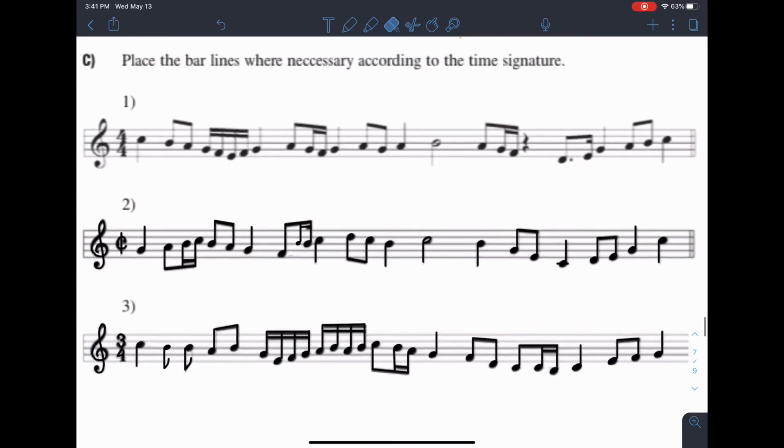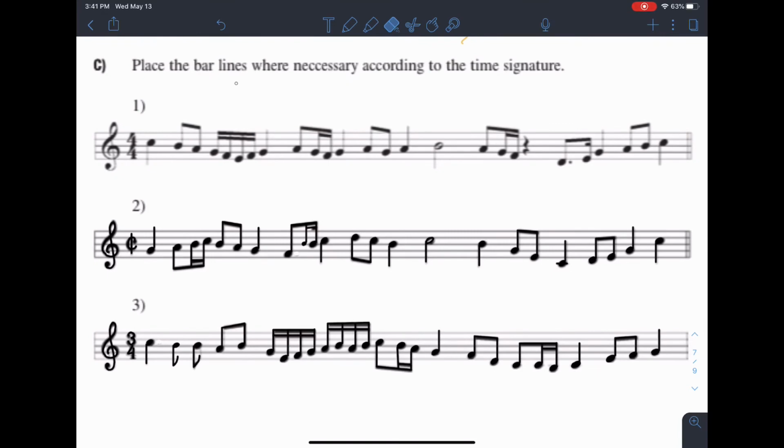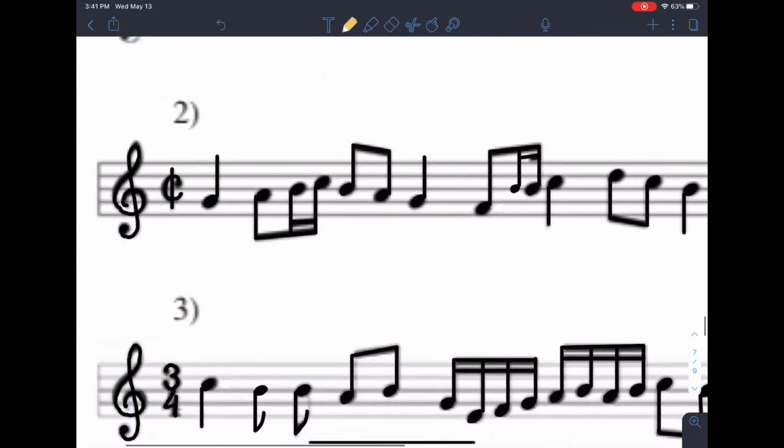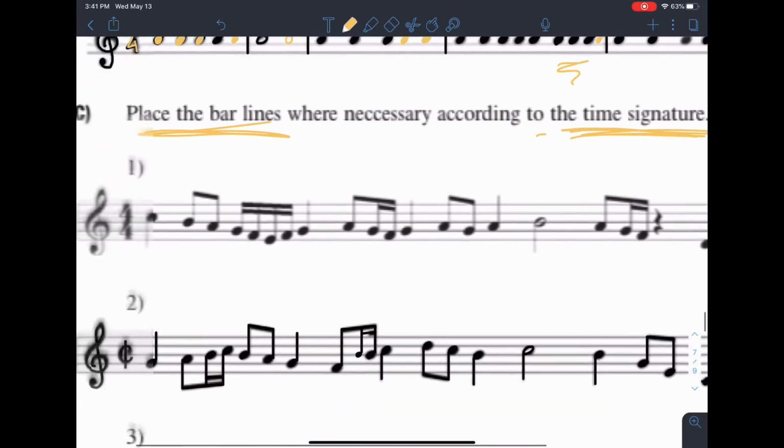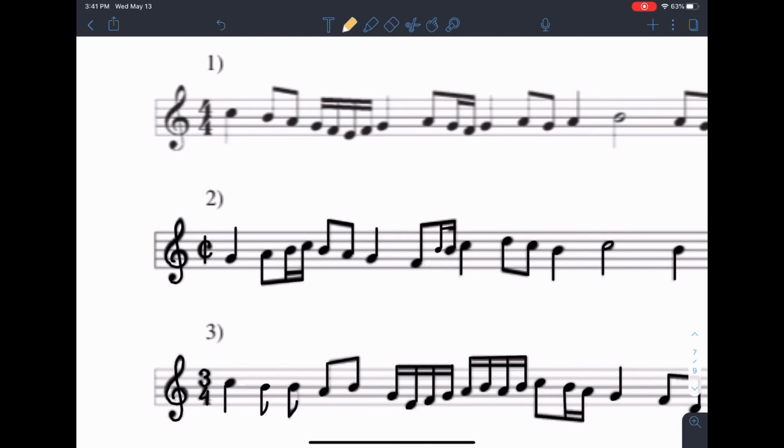Now in the second problem, it wants us to place bar lines where necessary according to the time signature. So we have to look at our time signature. I'm going to do number 2 right here. We have to look at our time signature and determine where the bar lines should go.